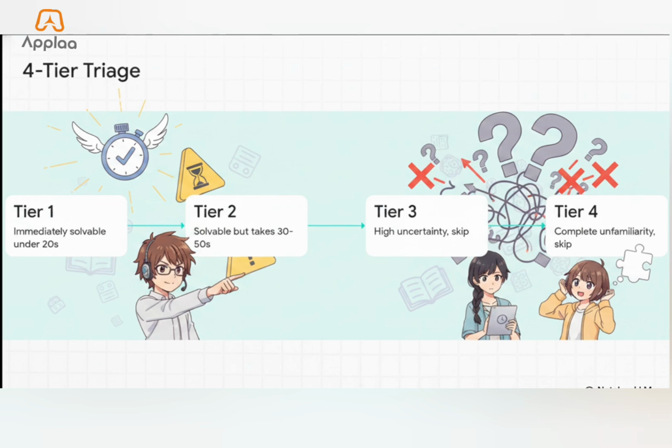Tier 1, you know exactly what to do, solvable in under 20 seconds. Tier 2 means it's solvable but going to take up to 50 seconds, so flag it and set a strict internal deadline. If it hits Tier 3, high uncertainty, or Tier 4, complete unfamiliarity, just skip it. There's no negative marking on the UCAT, guys. A blank answer is way worse than a guess. Triage gives you a digestible way to manage your anxiety and skip strategically.